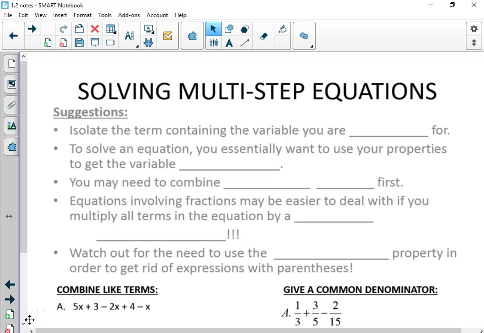So multi-step. Multi being more than one. So before, we saw addition, we subtracted. We saw multiplication, we divided, so forth. Now, we're going to add 2 steps. There's 2 things going to be going on.